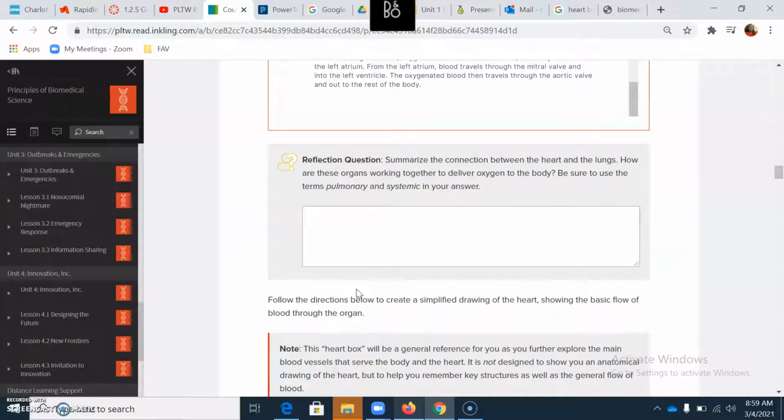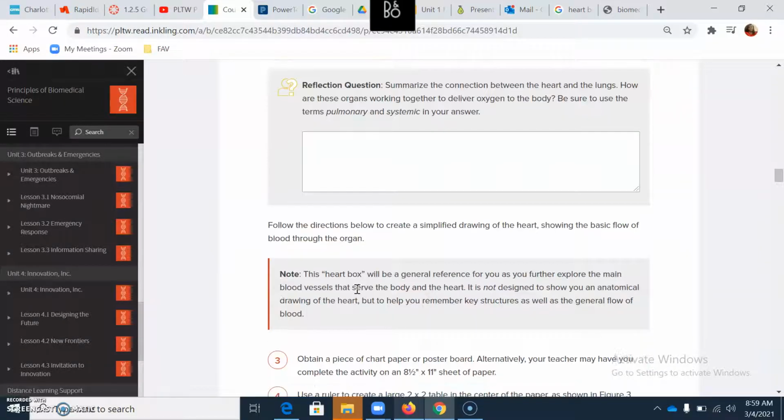lungs work together. So deoxygenated blood, which is blood that does not have oxygen in it, goes through the heart and goes to the lungs so that it can pick up that oxygen. Then it is taken from the lungs back through the heart and back to the rest of the body.